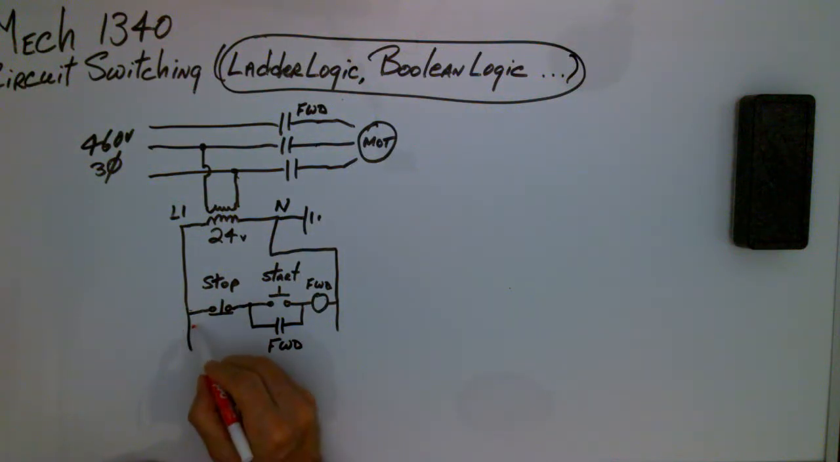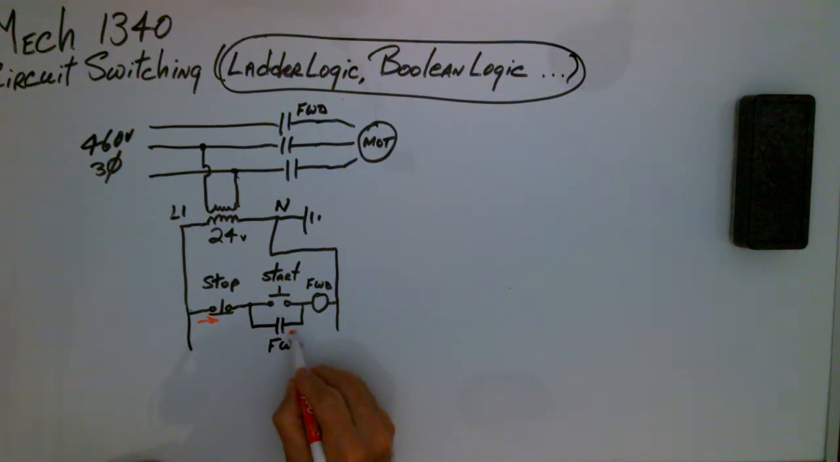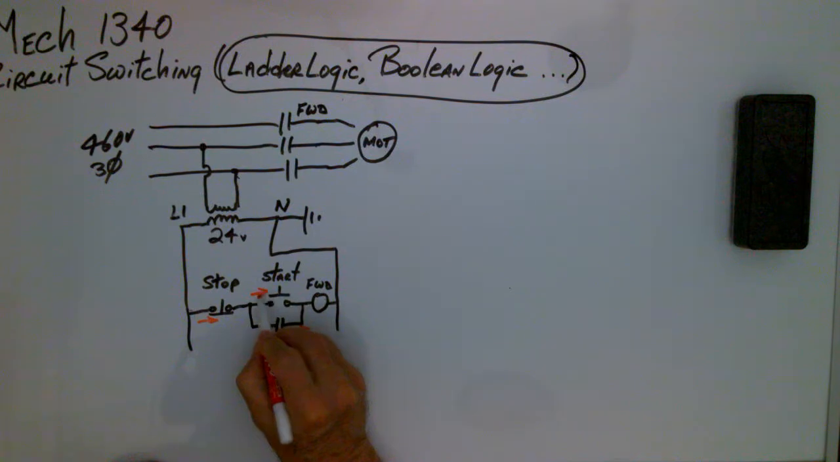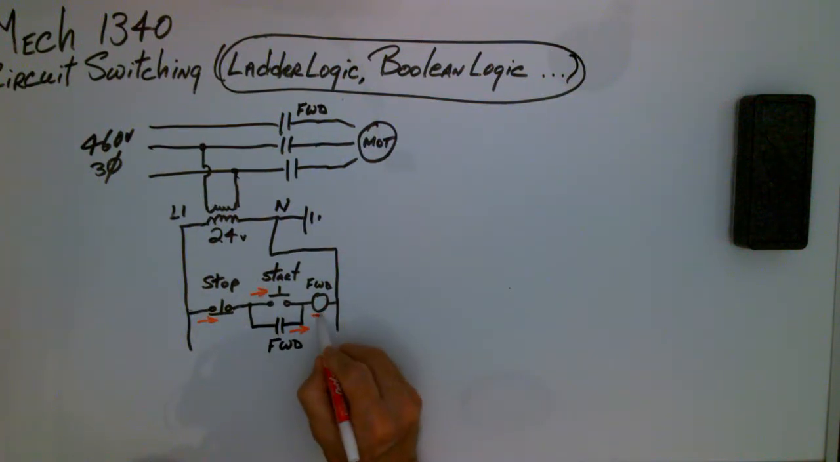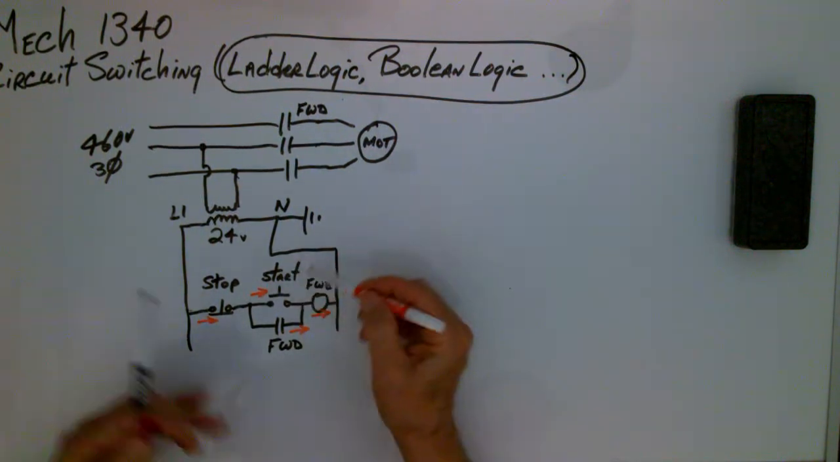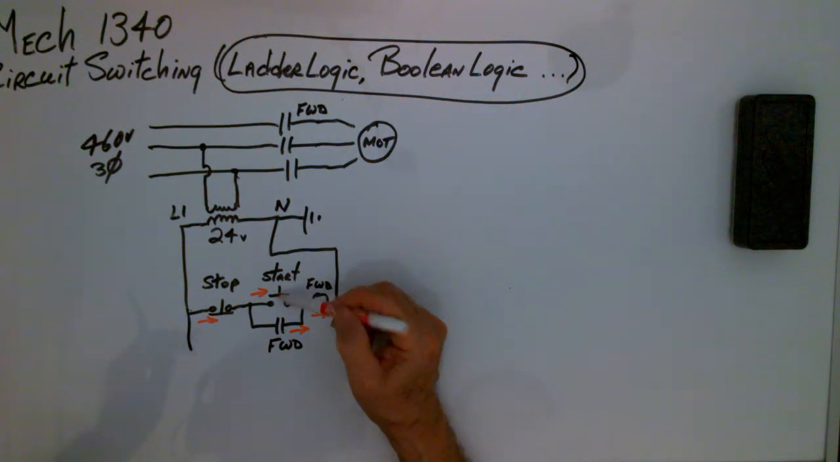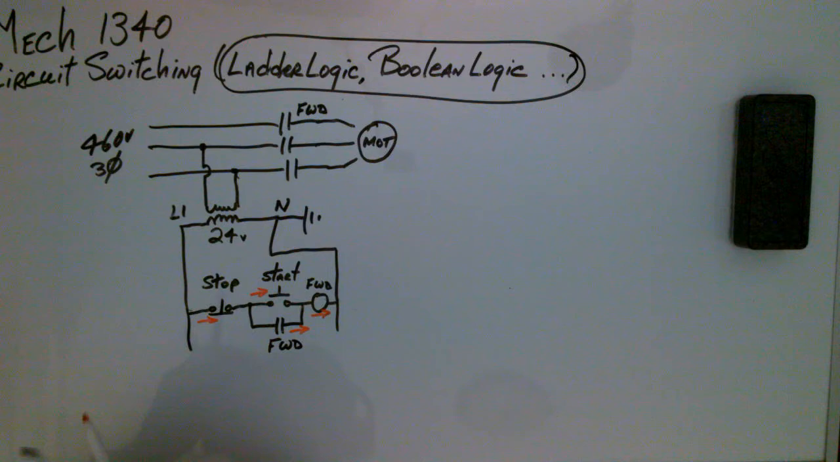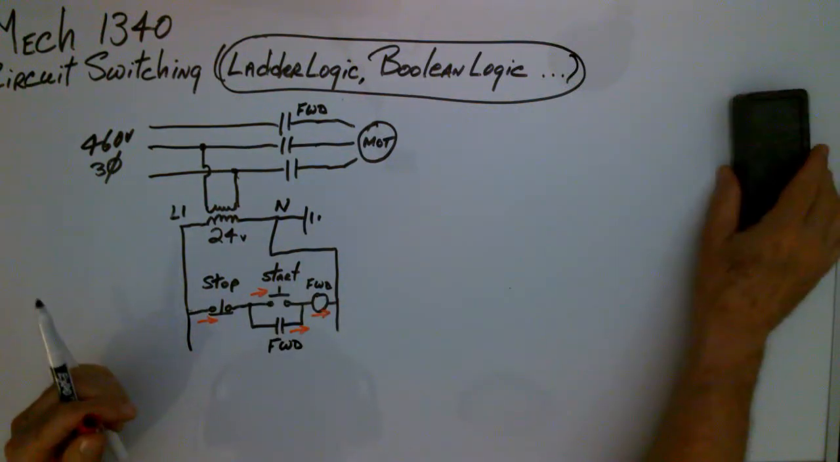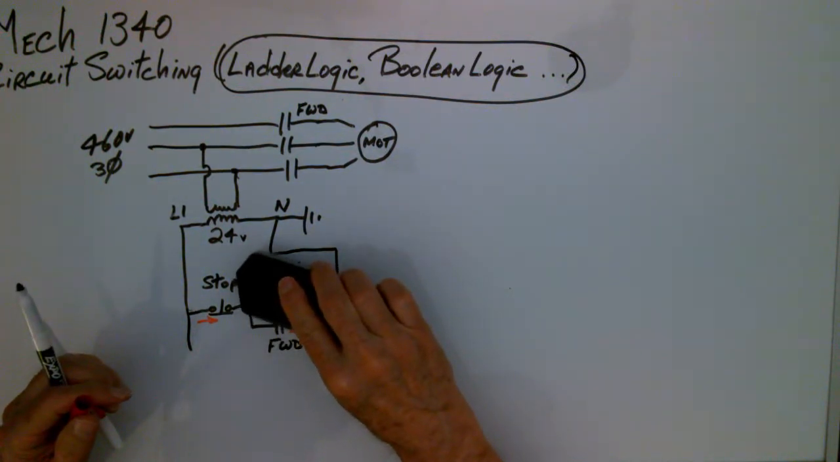So my current is coming through there, and through there, and through there, while the start button is pressed. When I release the start button, I lose that path for current flow.